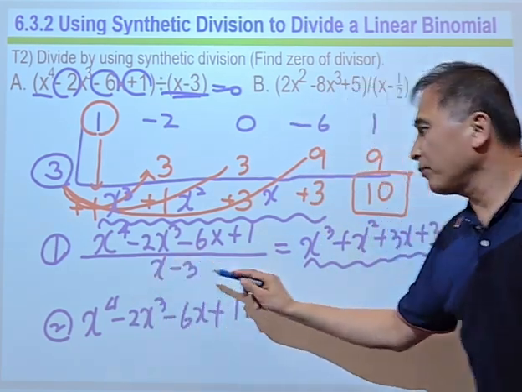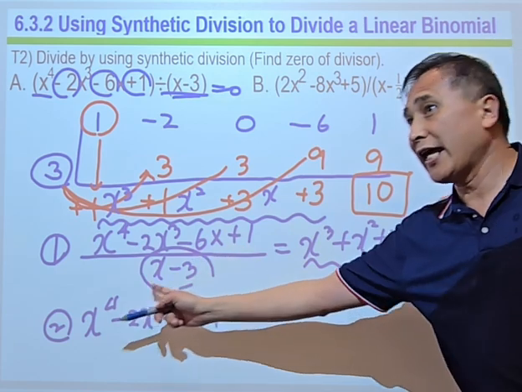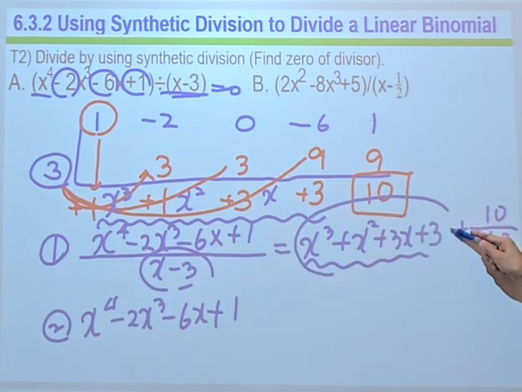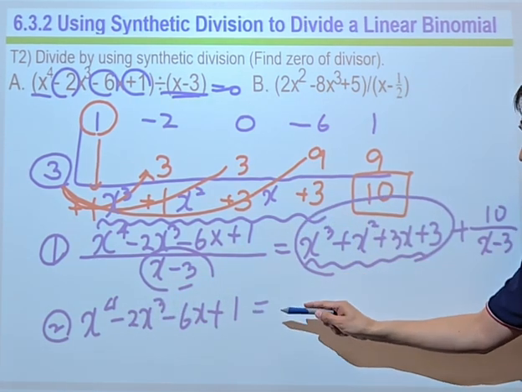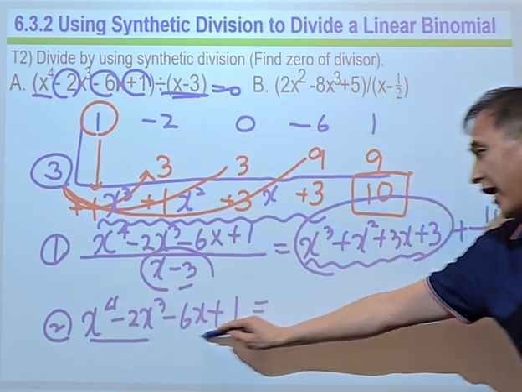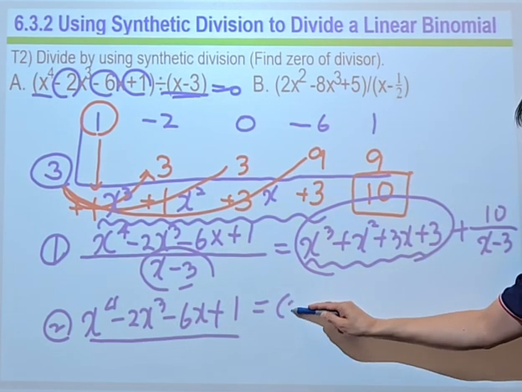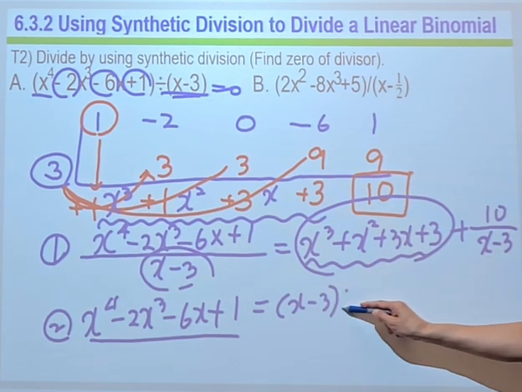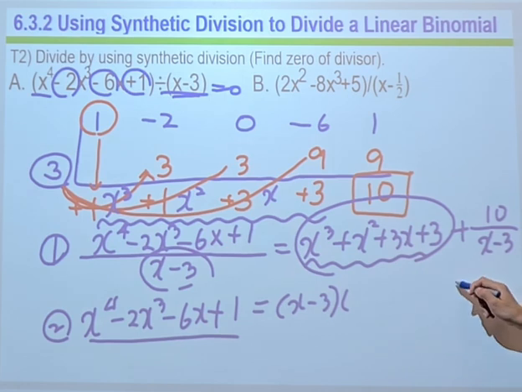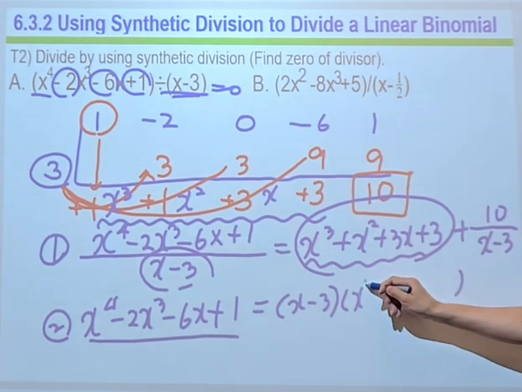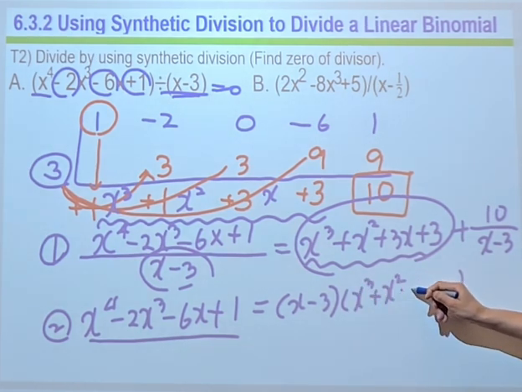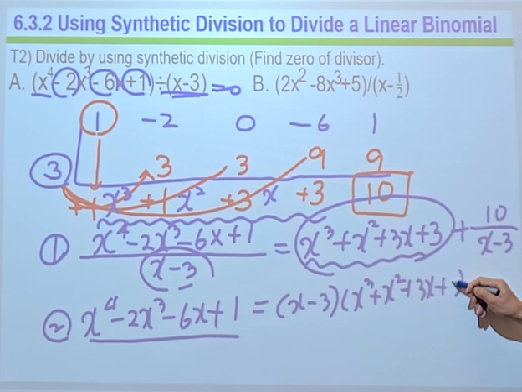If I multiply x plus x minus 3 here, then that cancels out. But this one, everything times x minus 3, you need to do it. So this dividend equals divisor, which is x minus 3, times this quotient, you're going to write with a parenthesis. So x cubed plus x squared plus 3x plus 3, and remainder 10.